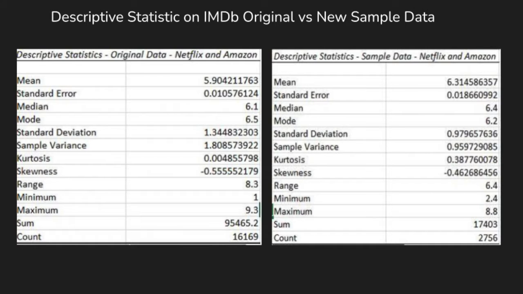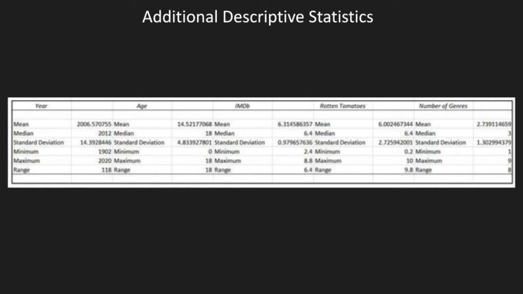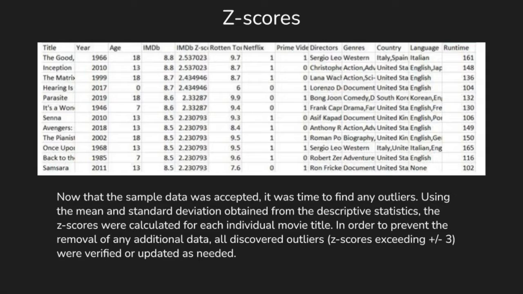Next, descriptive statistics were performed on the IMDb scores of the new sample data and compared to the old data. This was to ensure that the new sample data set accurately resembled the original data in quality within an acceptable margin. In order to clean up the rest of the sample data, descriptive statistics were applied to the rest of our variables. Next, the z-scores were calculated for select variables. Outliers were identified but not removed. Instead, we verified or updated the outlier information.